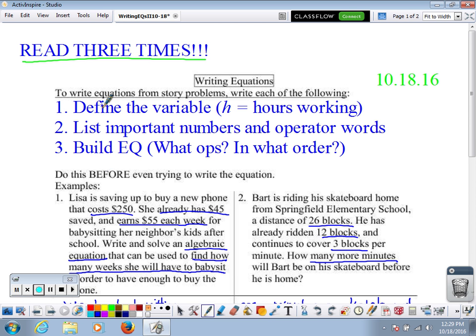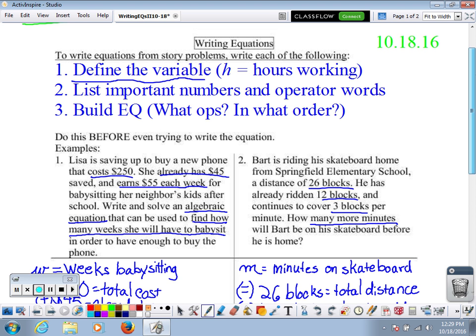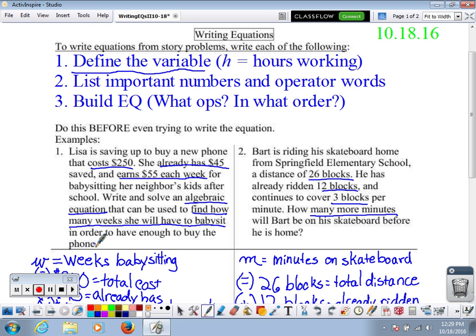And guys, it all comes back to this. We need to define the variable. We're going to read this story 3 times. And the first time we read through, the only thing we care about is defining that variable very, very clearly. What is it equal to, what are we looking for? It's always going to be whatever the unknown is. So we want to know how many weeks she has to babysit. That's our variable. How many minutes on the skateboard? That's our variable. Then we read it a second time, and that's when we look at those numbers and operator words. The third time is when we build the equation. We don't want to run to the equation, guys. We want to take our time. We really want to think it out.